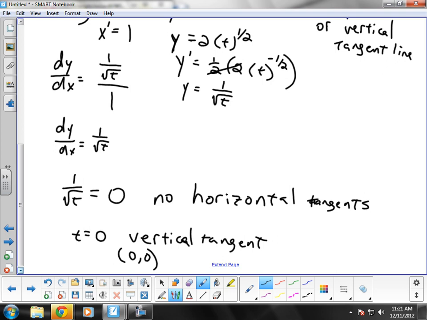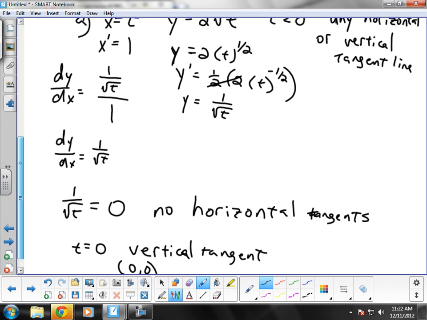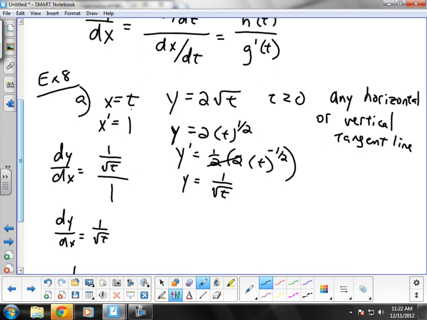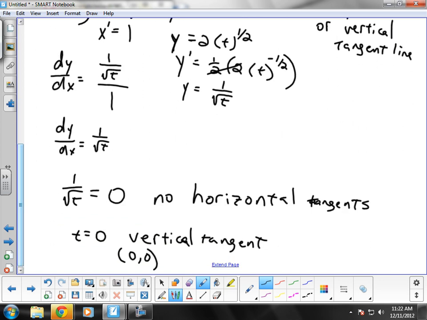Okay, so any questions about what you're going to do with those ideas? When t is 0, it gives you the point 0, 0. Because remember, I put it back into my original equation. X is t, so if t is 0, x is 0. And y is 2 times the square root of 0, which would give me 0. You do have to go back to the original equation to find the point where your vertical or horizontal tangent line actually sits. Okay? Any questions? That's all there is to parametric stuff.